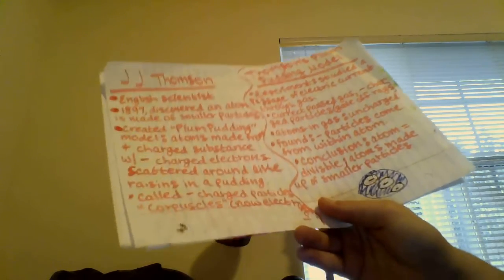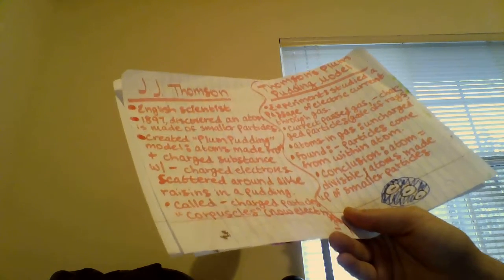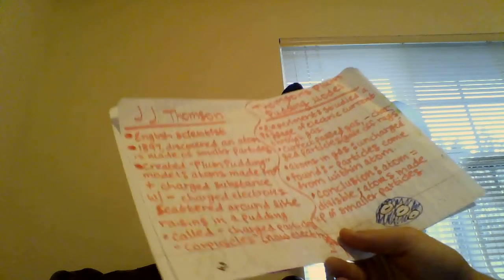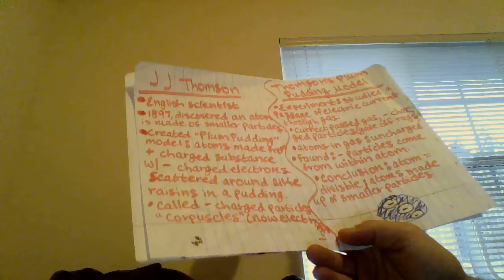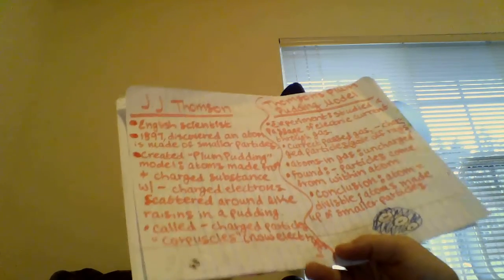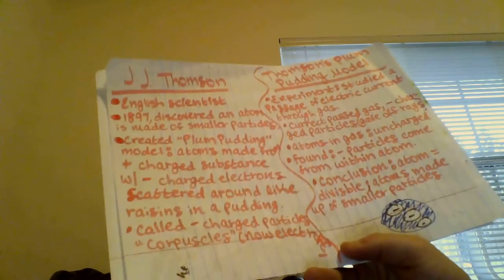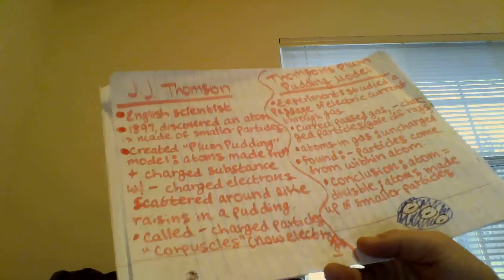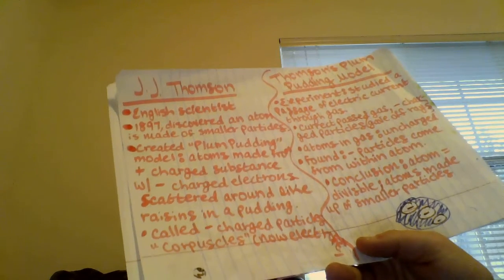They were made up of smaller particles, and the negatively charged particles called, I really can't say this word, I apologize, corpuscles. Interesting word. Is now known as electrons. And that since the gas in the tube was uncharged, there must be a positively charged particle inside the atom. But he could never find them.